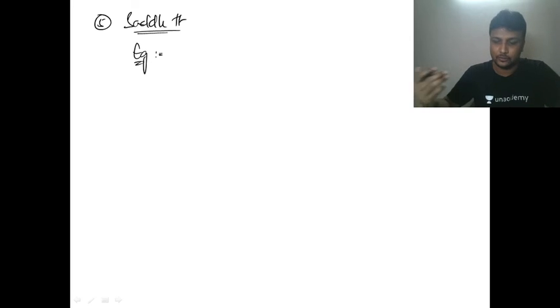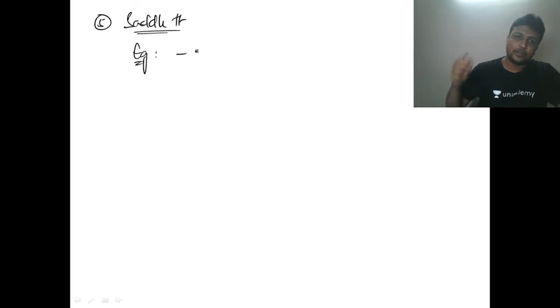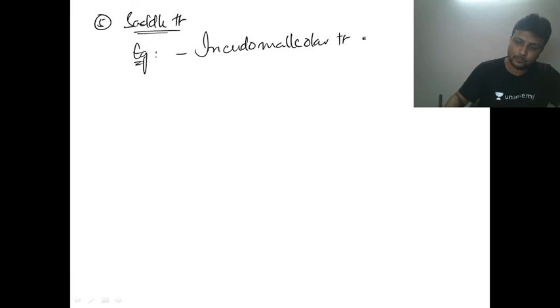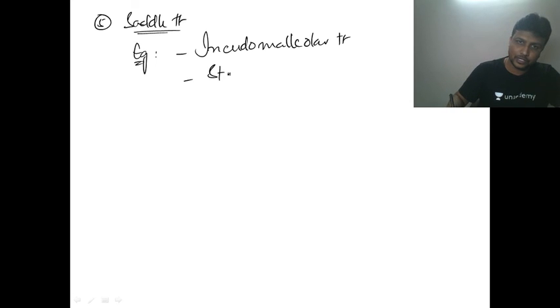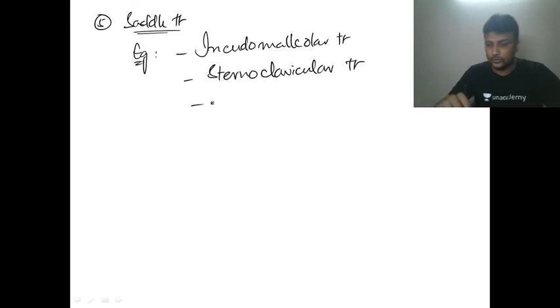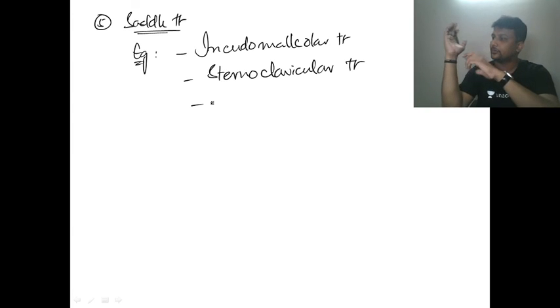Now look at this. Examples of saddle joint: one joint will be in one corner, the other joint will be in another corner. Saddle joint we have learned first of all in the ear ossicles, between the incus and the malleus, so it will be the incudo-malleolar joint. Number 2, saddle joint between the clavicle and the sternum, that is the sternoclavicular joint.